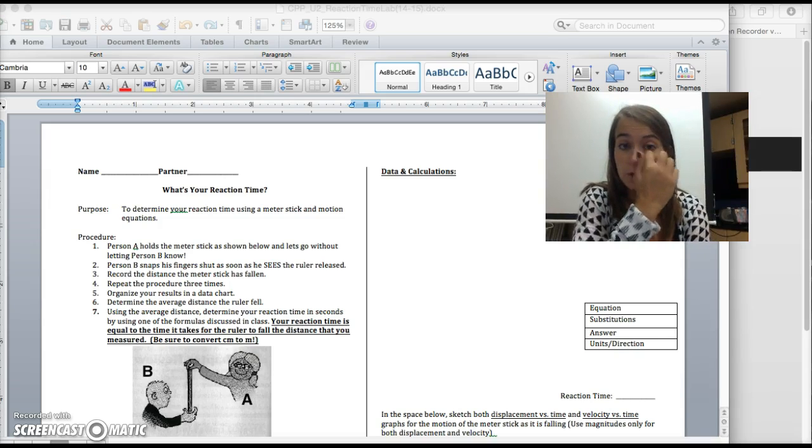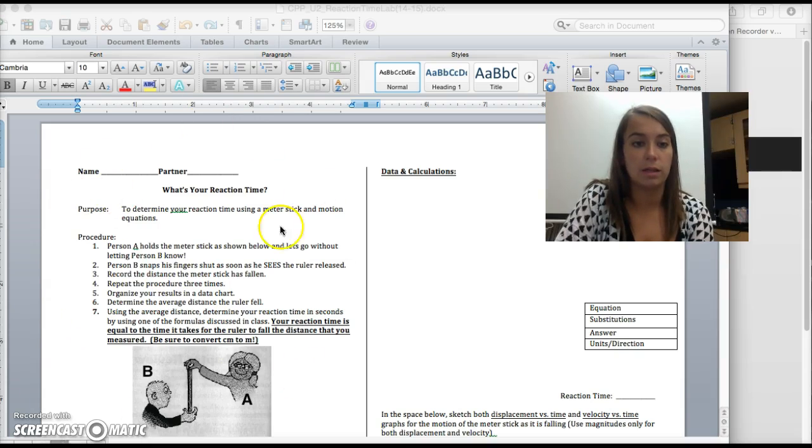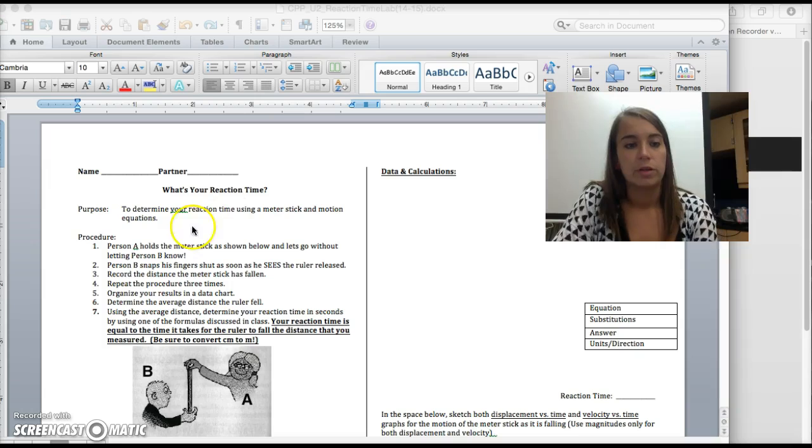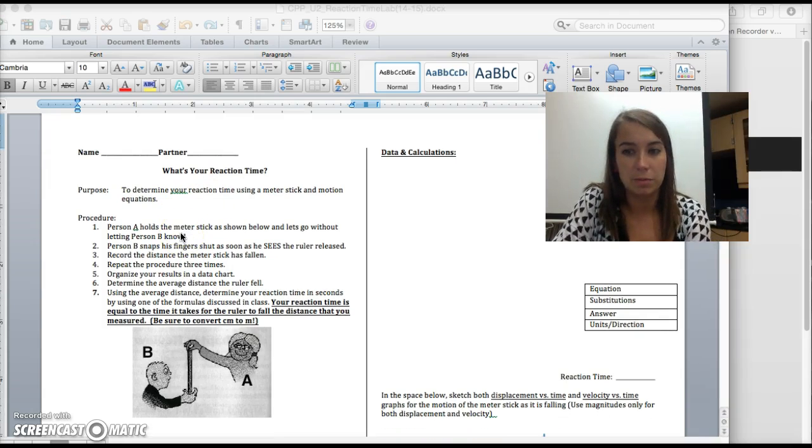So you're taking a look at the reaction time lab. It looks like this. The purpose is to determine your reaction time using a meter stick and motion equations, okay? So I'm going to go through the procedure and help you with some of the equations, and then you should be able to finish the rest in class.